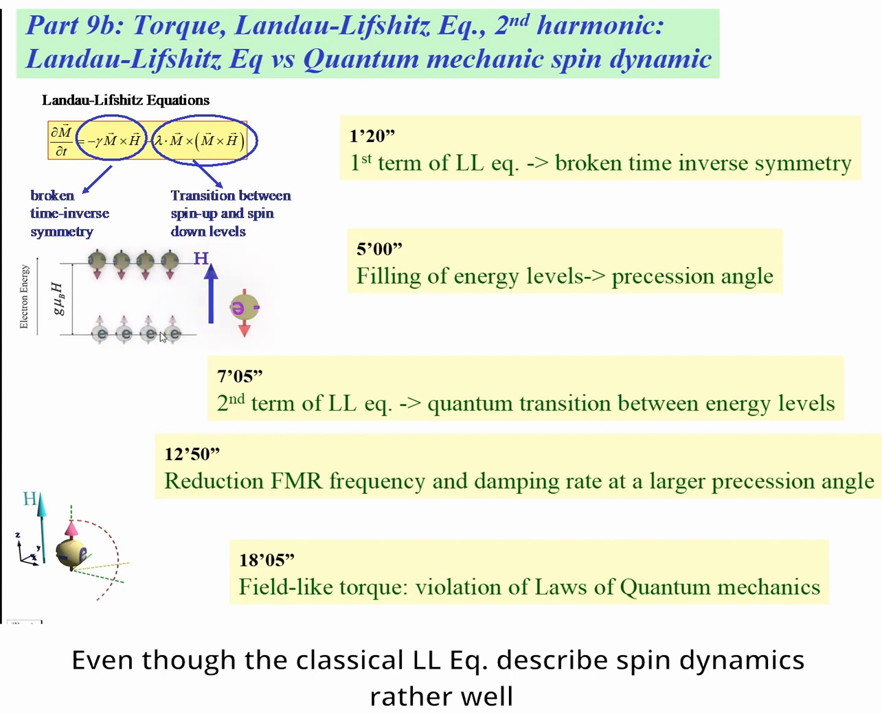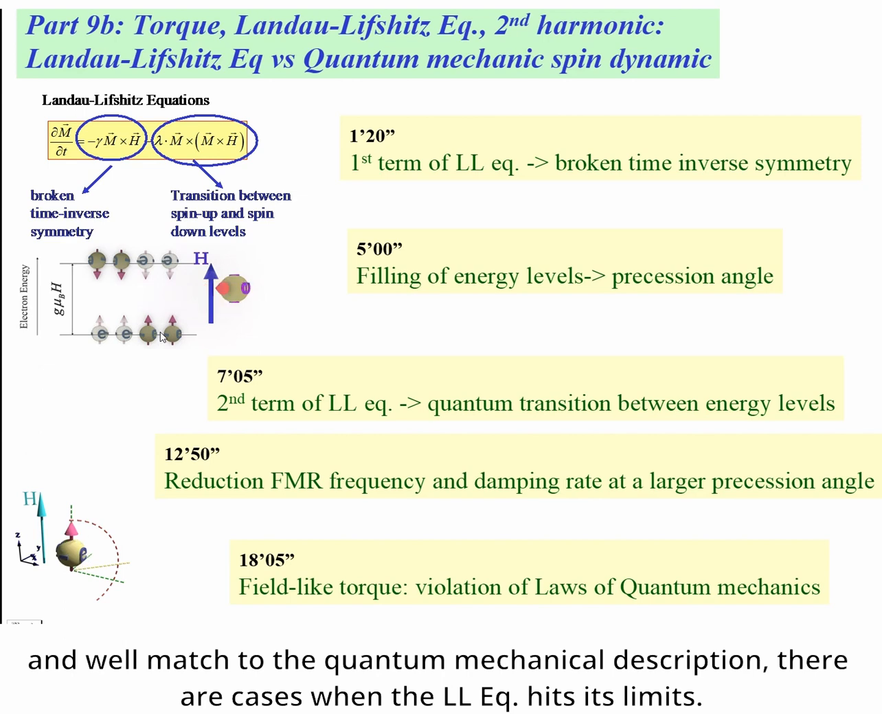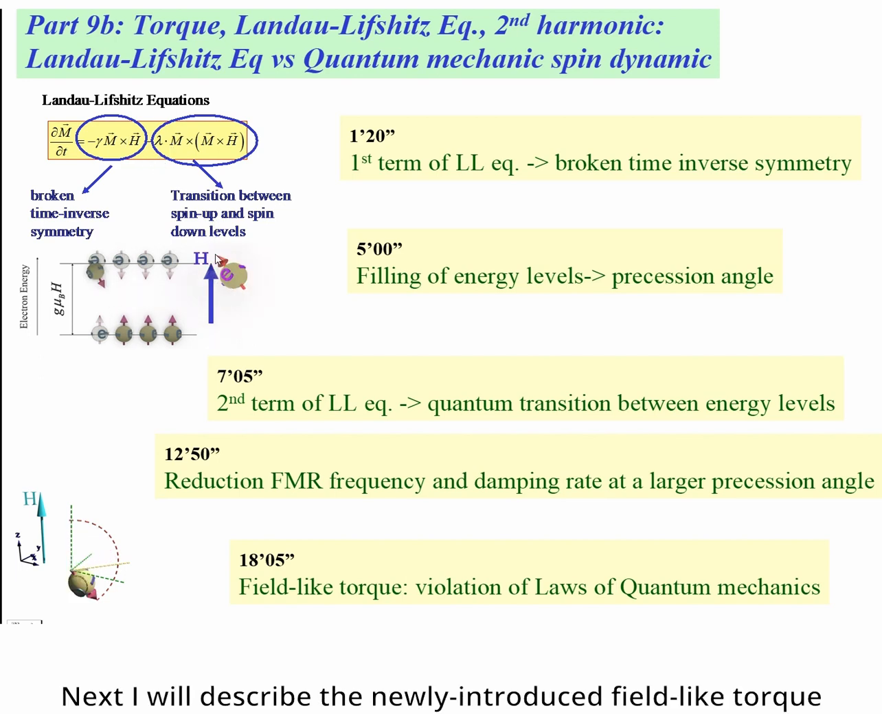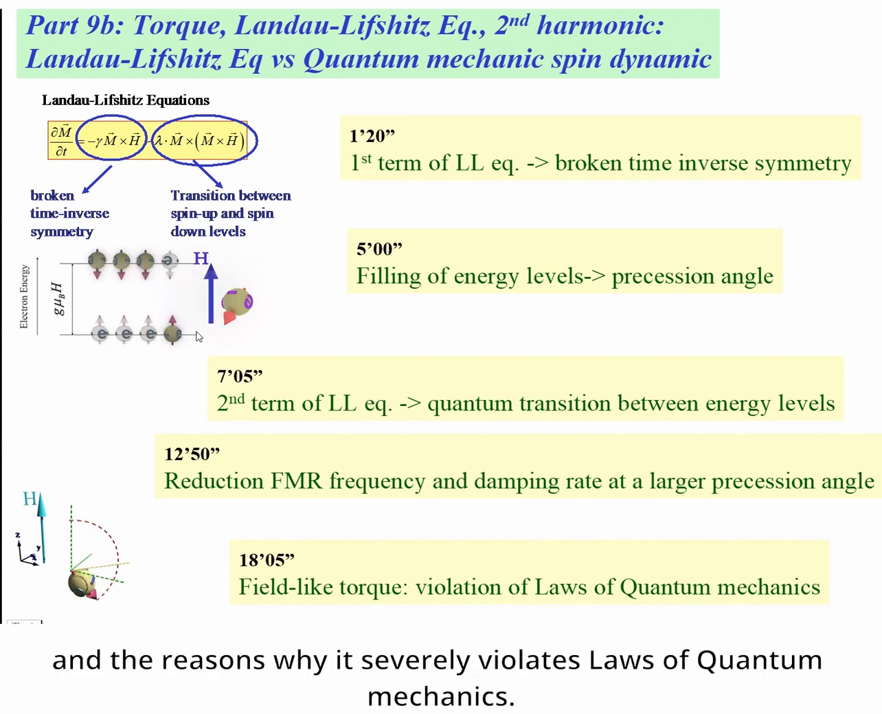Even so, the classical Landau-Lifshitz equation describes spin dynamics rather well and well matched to the quantum mechanical description. There are cases when the Landau-Lifshitz equations hits its limits. I will describe how to correct these cases. Next, I will describe the newly introduced field-like torque and the reason why it severely violates laws of quantum mechanics.